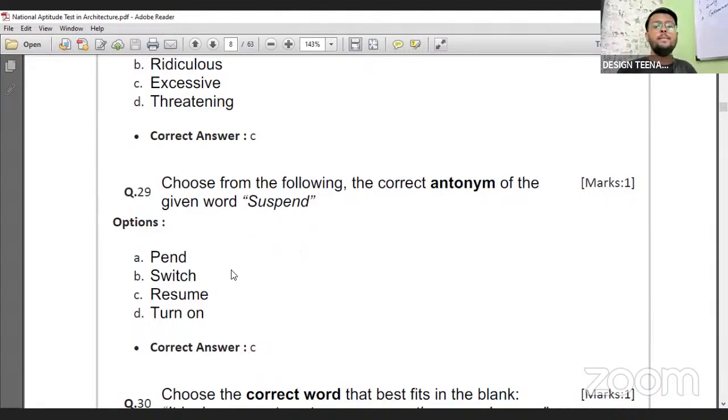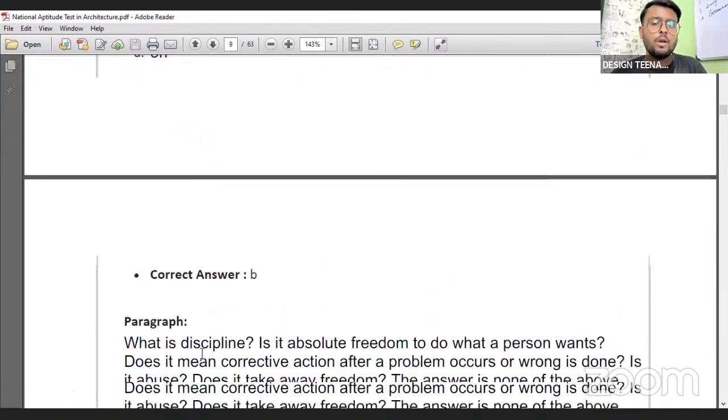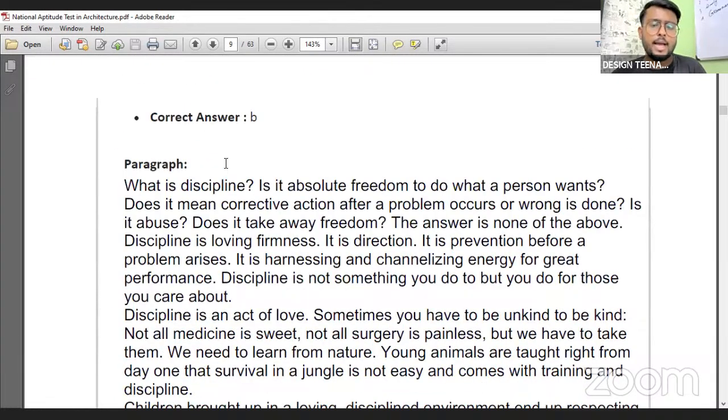Now for example, you don't know how you will understand. Pend, switch and suspend are not related in any way. Turn on is not related. So we will leave those 2 options. Now there is resume and pend. Which one do you think is the closest? Resume is somewhat similar, that someone has resumed their job or something like that. So these are all grammatical questions which are continuing, and we have this paragraph type questions.